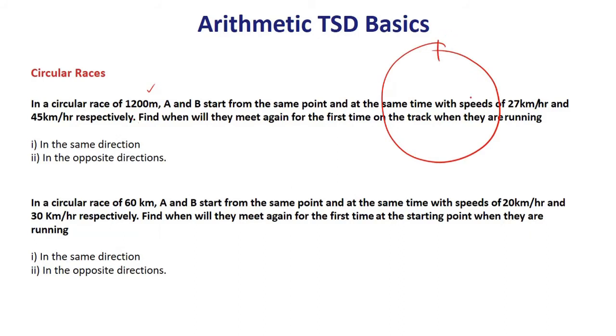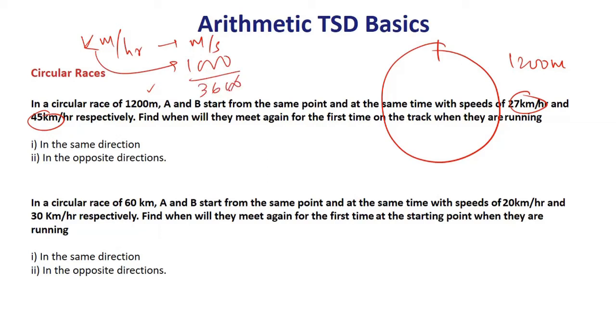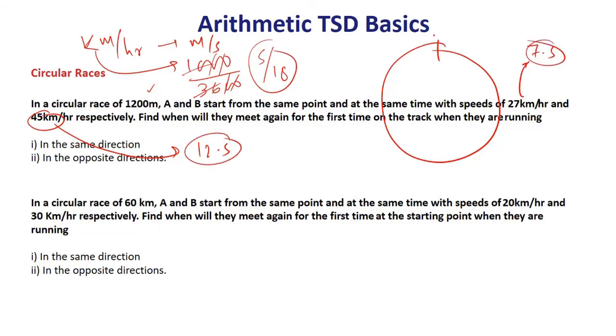Okay, so the track length is 1200 meters and the speeds are 27 kilometer per hour and 45 kilometer per hour. I'm sure you all know the conversion from kilometer per hour to meter per second. Kilometer is 1000 meters and hour is 3600 seconds. So if you solve this, it becomes 5 upon 18. So if you multiply with 5 upon 18, you will get the conversion to meter per second. So 27 times 5 upon 18 becomes 7.5 meter per second. For 45, if you do 5 times 2.5, that is 12.5 meter per second. So this is 12.5, this is 7.5.